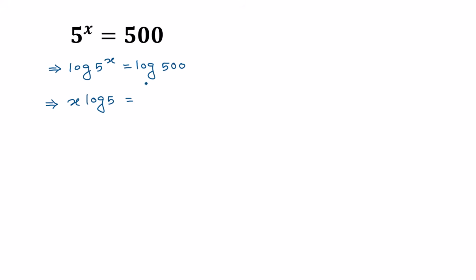Now find the prime factors of 500. So 500 divided by 5 is 5 times 100, that means 5 times 20, and 20 is 5 times 4, and 4 means 2 times 2. So 5 to the power 3 times 2 square is 500.